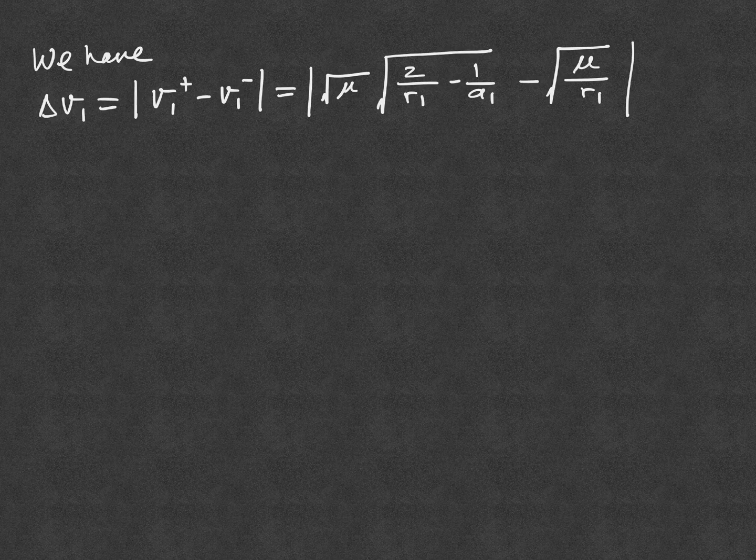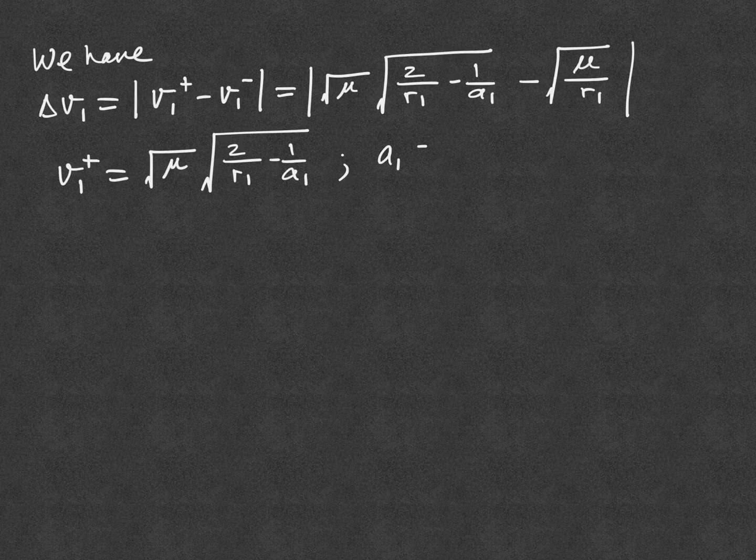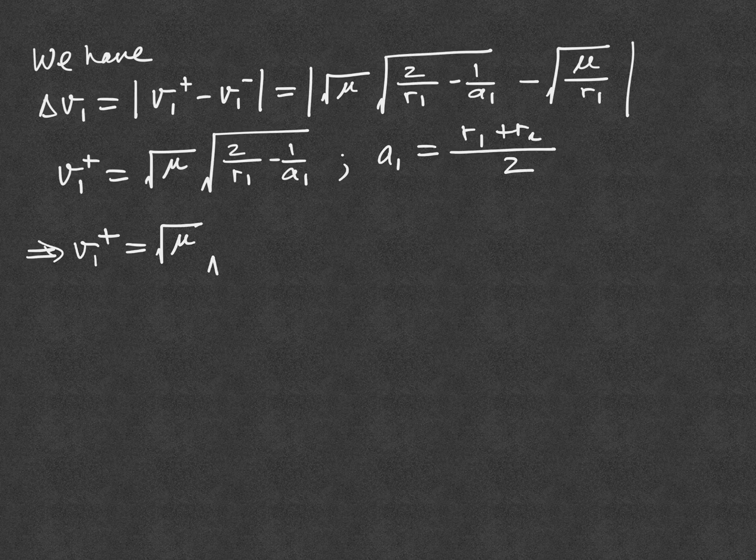So let's work with this first post-impulse speed, V1 plus. V1 plus is equal to the square root of mu times the square root of 2 over R1 minus 1 over A1. But we know that A1 is equal to R1 plus Ri all divided by 2. So as a result, V1 plus is equal to the square root of mu times the square root of 2 over R1 minus 2 over R1 plus Ri. And now we can simplify this expression.